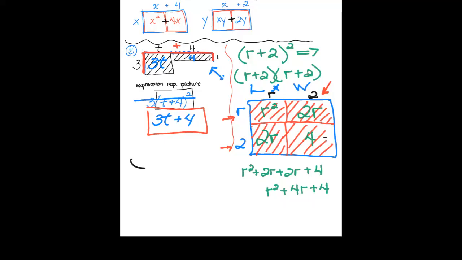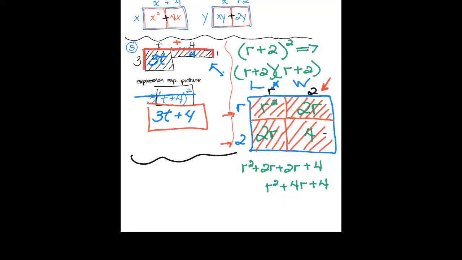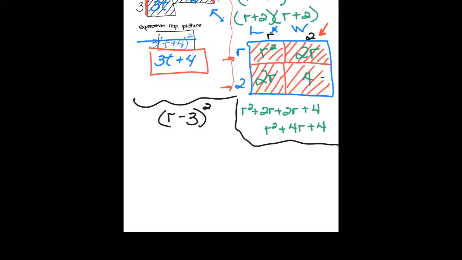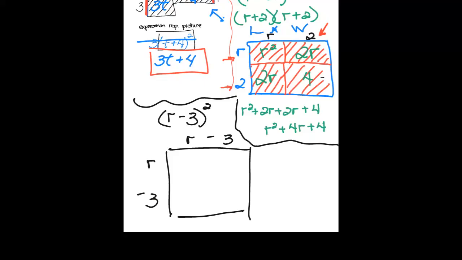Miss Thede, what if we had something like r minus 3 squared? We have a negative in there. How am I supposed to show that negative? I'm glad you asked. Who said that? All right, so in that case, it would be r minus 3, r minus 3.